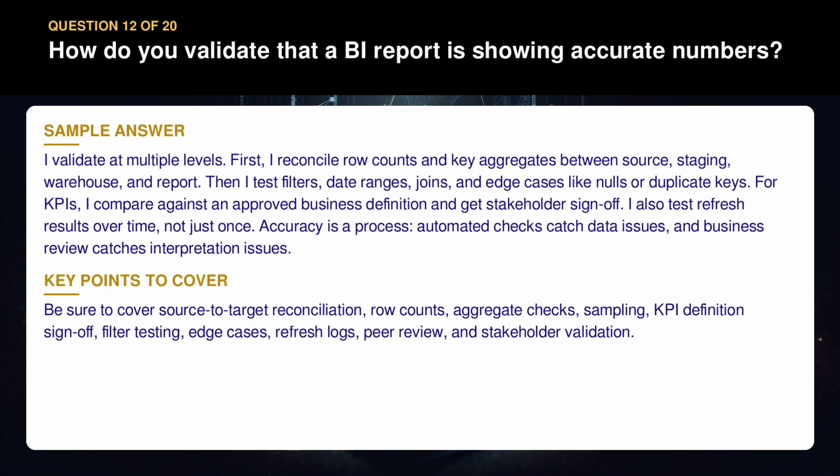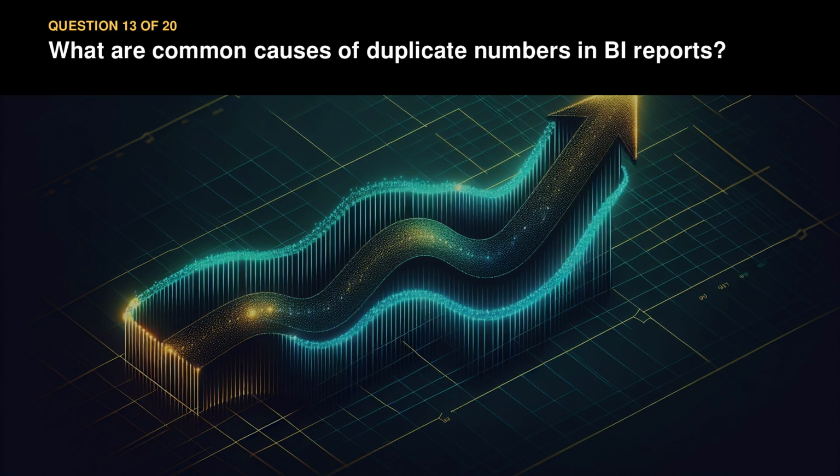Be sure to cover source-to-target reconciliation, row counts, aggregate checks, sampling, KPI definition sign-off, filter testing, edge cases, refresh logs, peer review, and stakeholder validation. Question 13. What are common causes of duplicate numbers in BI reports?